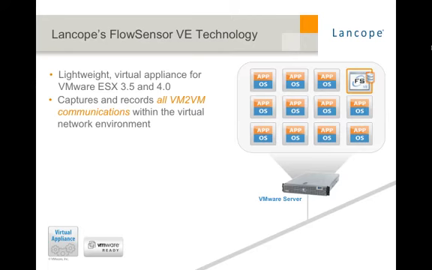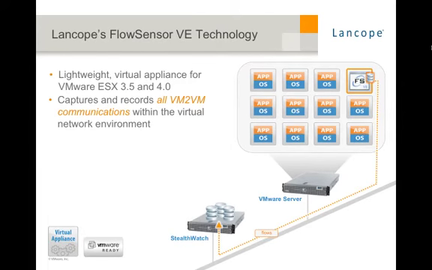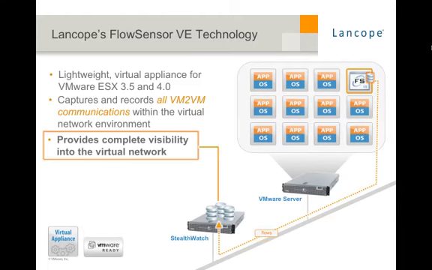The flow sensor captures the communications, translates them into NetFlow messages, which are sent out of the VMware ESX server across the physical network to the StealthWatch flow collector. The result is complete flow level visibility into all the communications that are happening inside your VMware ESX host.